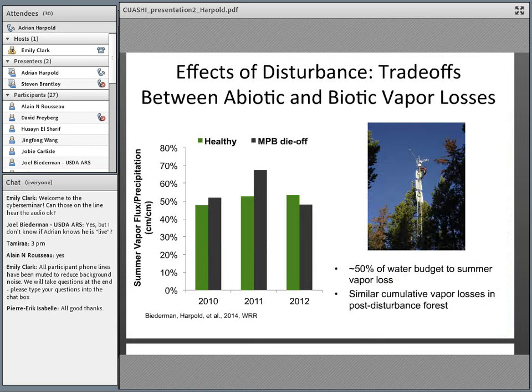Well, that's an interesting result. That says something about the abiotic wintertime vapor losses, but what about this issue with transpiration turning off, and what does it mean for larger scale water budgets?